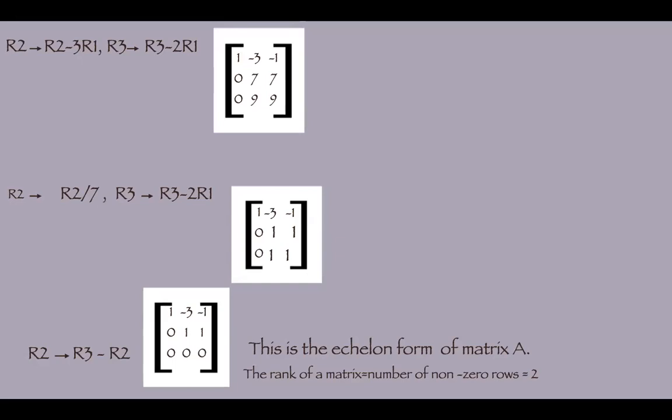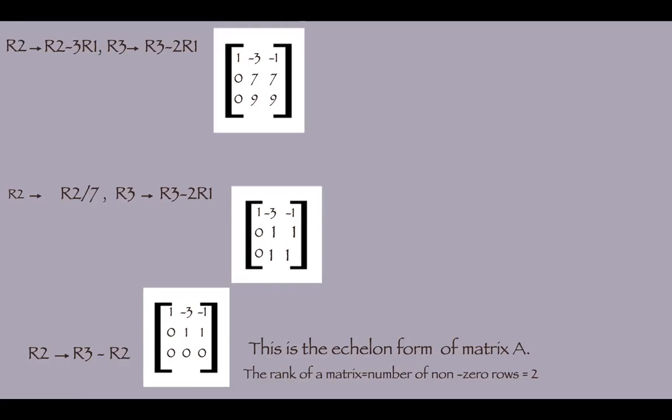Here R2 divided by 7 means row 2 is divided by 7, and then row 3 minus 2 row 1, and then R3 gives rise to R3 minus R2. The row 3 is subtracted from row 2. Then the result is 1 minus 3 1, minus 1 0 1 1, and 0 0 0. Here the last row is reduced to all zeros. So this is the echelon form of the matrix.